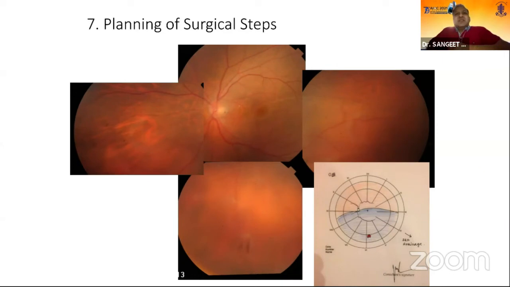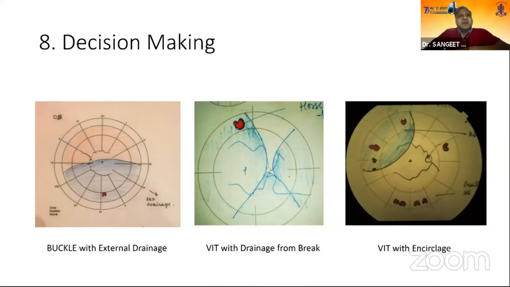Again, planning of some surgical steps will also depend upon your fundus drawings. Here you can see this was a patient of inferior retinal detachment with a break at 6 o'clock. When I looked at the fundus drawing and looked at the patient, I had already made a plan that I have to drain the SRF in this quadrant at this point. So this also helps in planning of surgical steps.